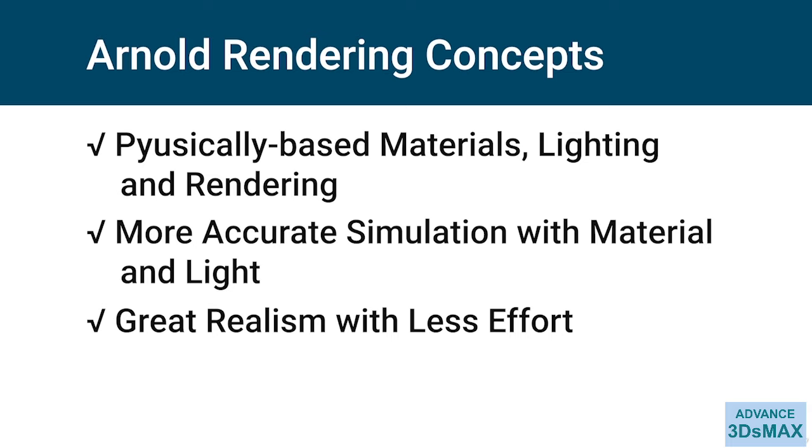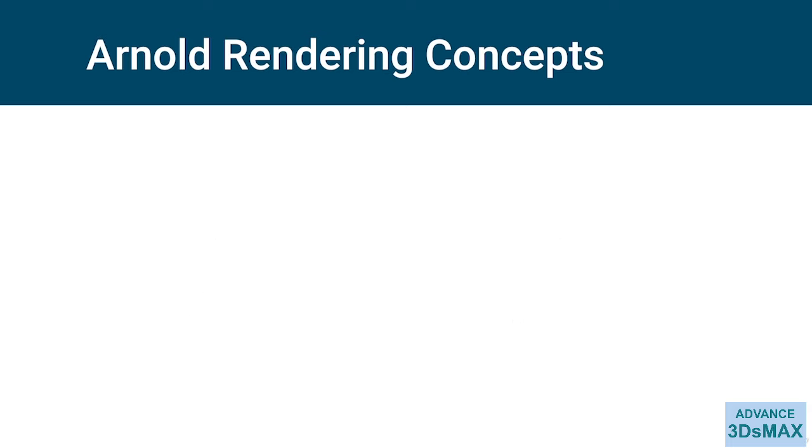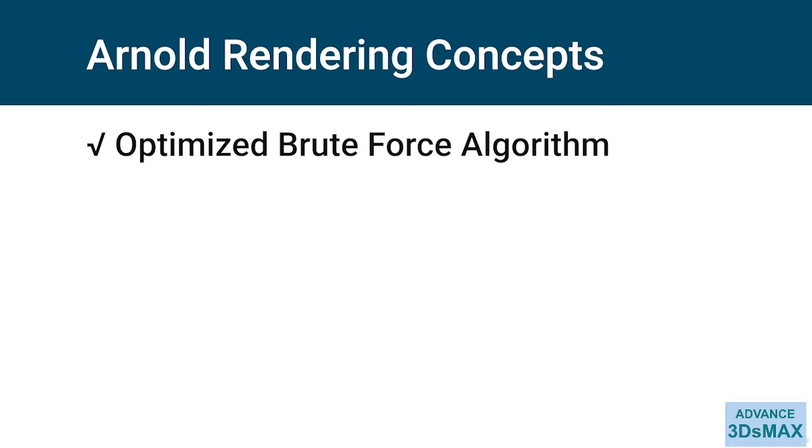If we talk about the algorithm that Arnold uses to render, Arnold uses a brute force algorithm. In this process, global illumination is calculated for every pixel in every frame. So brute force is going to be slower because it does more work. But in Arnold, brute force is optimized and it's very fast.